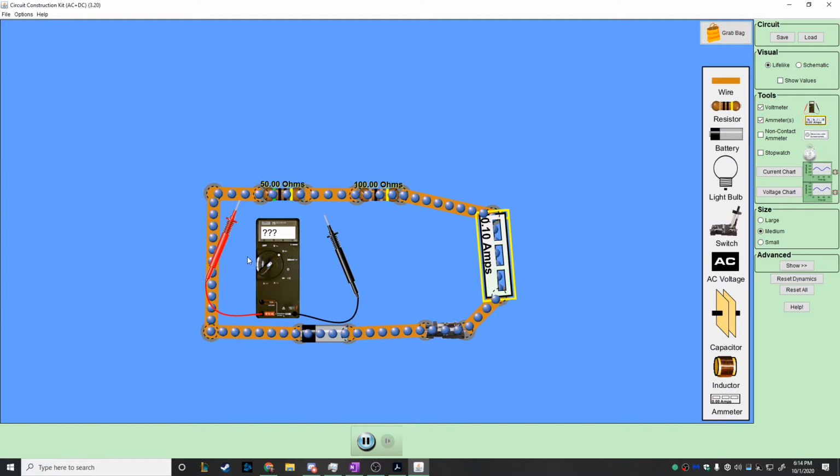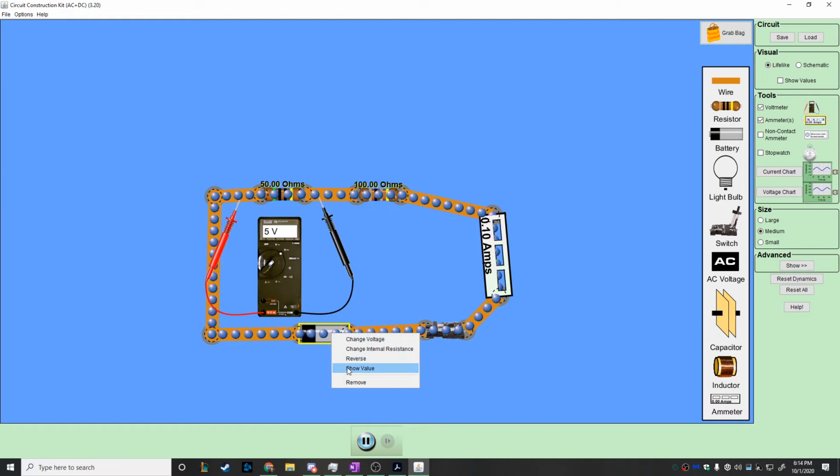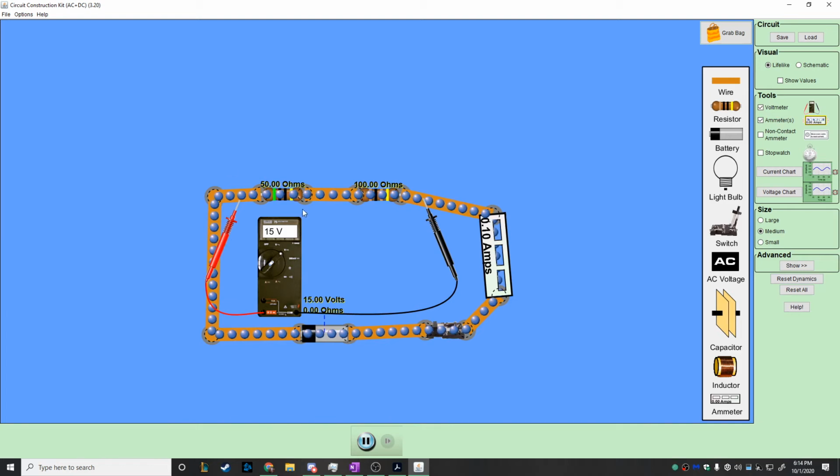50 ohms times 0.1 amps. Yep, that's right. So 50 times 0.1 is 5, right? Yep. That reads 5 volts. Okay. What would the other one read? The total's 15. This one's 5.